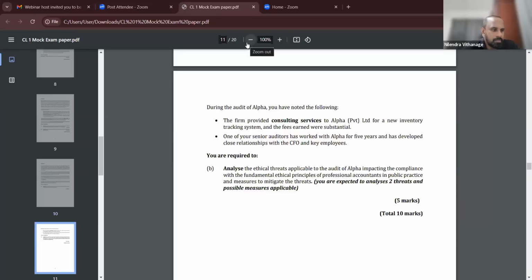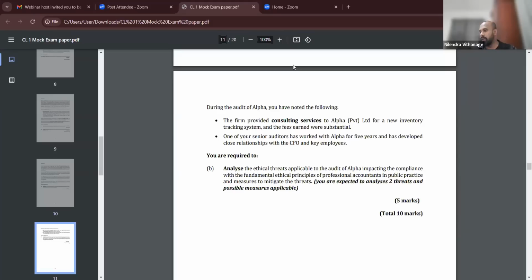What are threats here? Yes, there is self-review. Self-review threat how? One thing, you have done consulting on inventory tracking system. The reports generated through that inventory tracking system, now you are auditing as auditor. Self-review threat. And one of your seniors has worked for that particular firm for 5 years and now he is auditing. And there is a familiarity threat. Those people are known to each other. And fees are significant, significant fee income, 15% of the firm's income. That again is a self-interest threat.